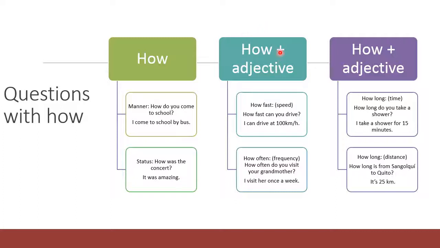We can also use how plus adjectives to create new questions. Let's check some examples. How fast? In this case, we're going to talk about speed. How fast can you drive? I can drive at 100 kilometers per hour. With how plus often? How often? Talking about frequency. How often do you visit your grandmother? I visit her once a week.